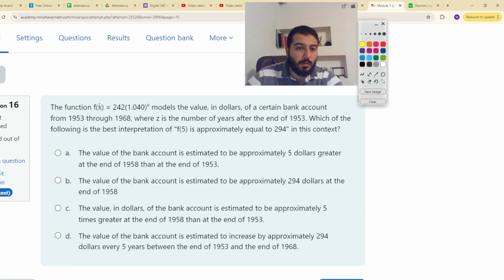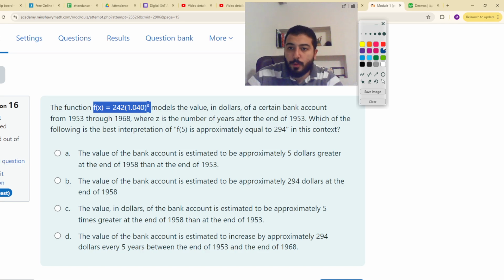Question 16, he gave us an exponential equation which is like y equals a times r to the power x. A is 224, r is something more than 1, so it is an exponential equation that is growing. It starts from 224 and keeps going up.